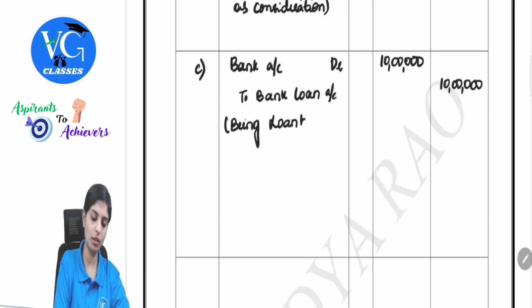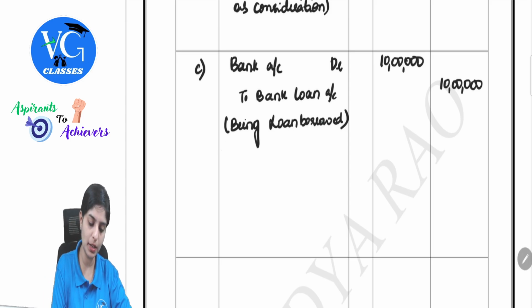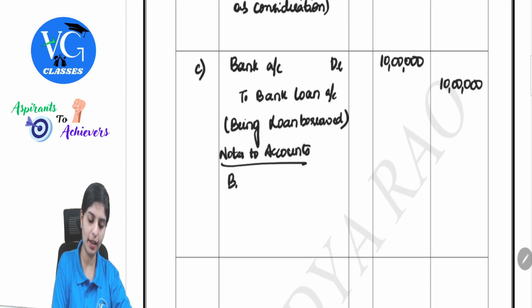Being loan borrowed. So this is the narration for the loan. So what will you provide for collateral security? This will appear in notes to accounts under bank loan.